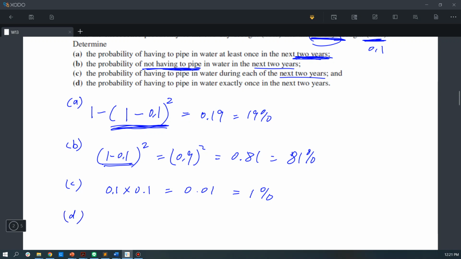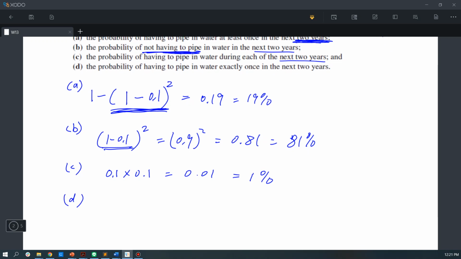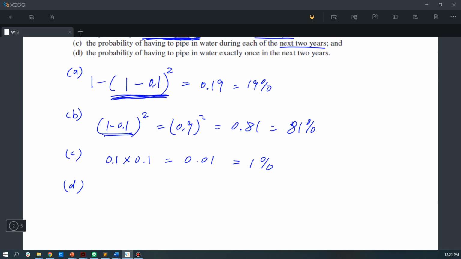For problem D, we want to calculate the probability of having to pipe in water exactly once in the next 2 years. So we have 2 different combinations. One is you pipe in water in the first year and don't pipe in water in the next year.